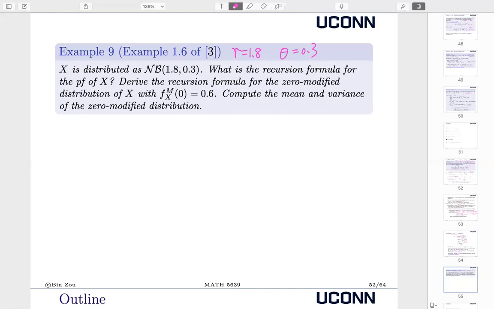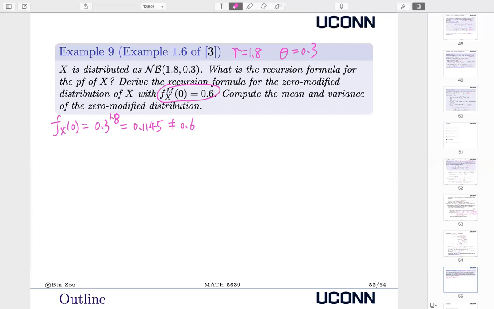Now I want to derive a zero modification distribution with a new probability at zero. First we want to know what the original one is. Again, the meaning is I want to see r successes here. It's a little bit weird, 1.8 successes. The value is zero, which means I don't want to see any failure. So 0.3 is the probability of success. I raise it to the power of the number of success events I want to see, and I don't have any failure events. You can easily calculate this as about 0.1145. Obviously, this is different from 0.6, right?